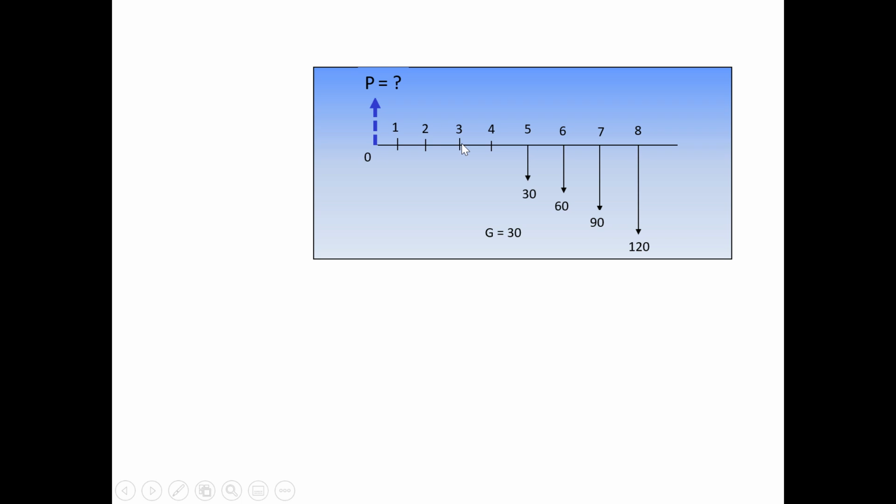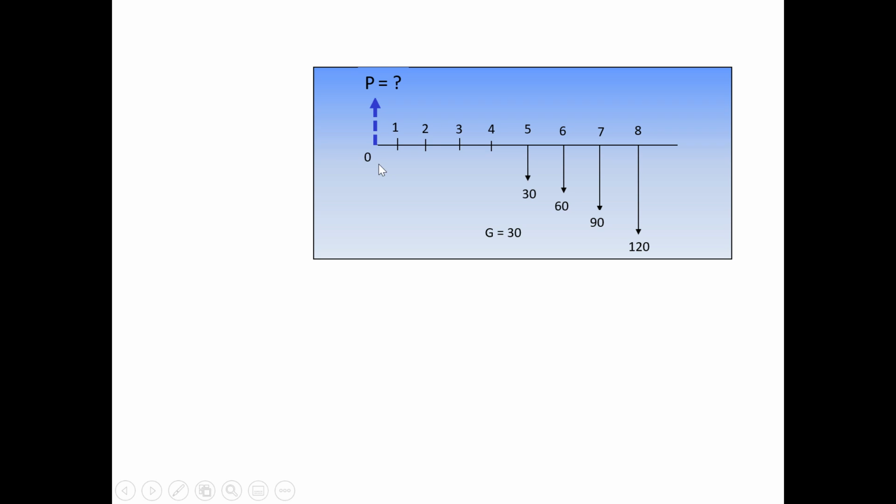So what you could do in order to find the present value is you would take the value of this gradient to a lump sum at year 3, and then as a second step, you move it from year 3 to time 0. So in that second step, this arrow would now look like an F, because it's in the future from the perspective of this being our present.